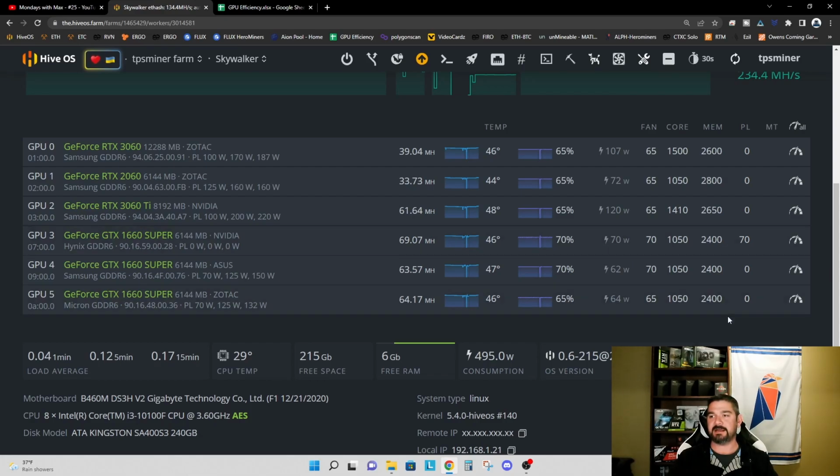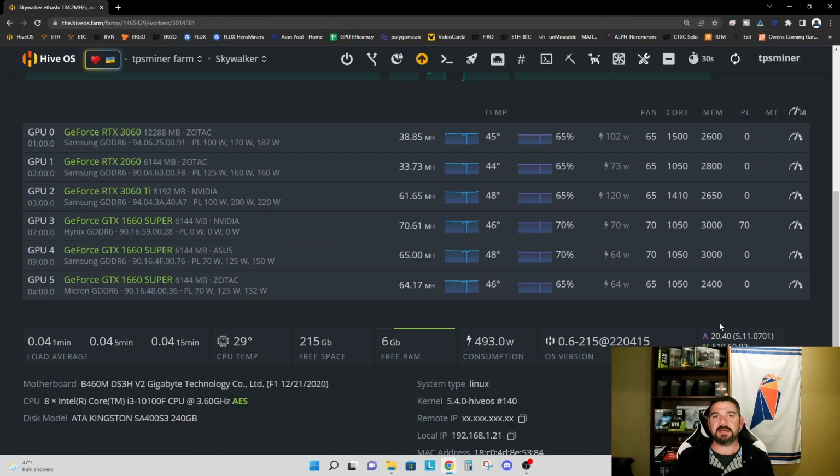I'm going to go ahead and update the memory clocks and we will check back in a moment. Okay, so we've got the memory clocks optimized, and what we were able to get for both of the ASUS 1660 Supers, we were able to get the memory clock up to plus 3000. And as a result, we were able to see an increase of about 1.5 mega hash roughly on each of those cards. Now on the Zotac, we were not able to move off of the 2400 memory clock.